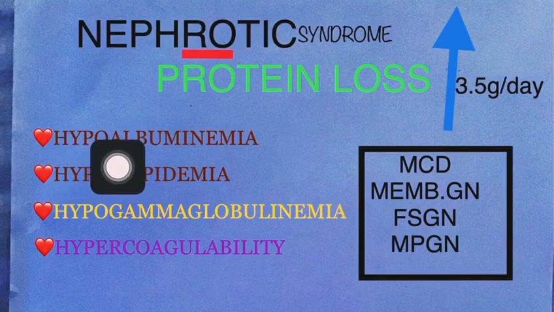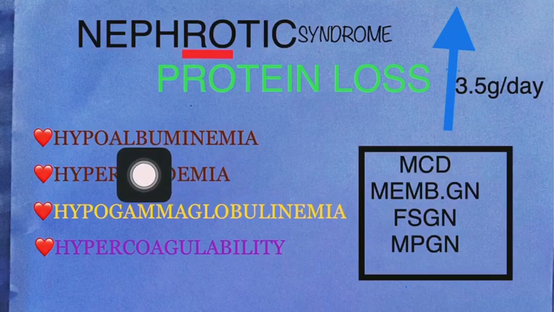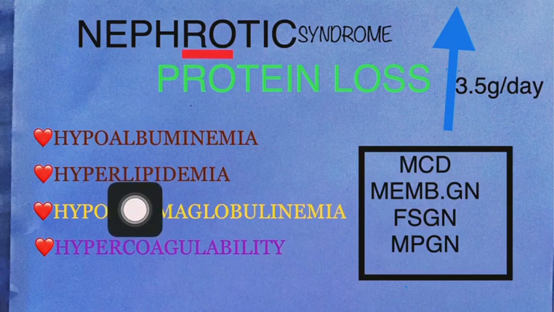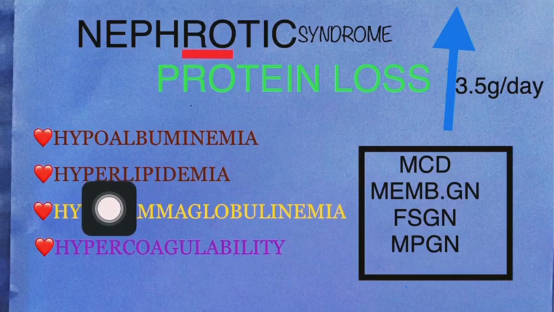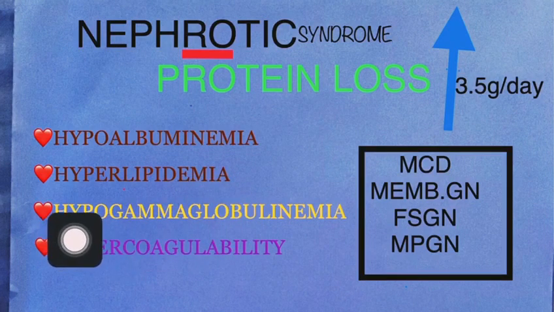Let's look at some features of this syndrome. There will be hypoalbuminemia, because you are going to lose your albumin through your urine. That's why there will be less albumin inside your blood, and due to less albumin, your oncotic pressure will fall, and your liver wants to maintain it, so the liver will produce more lipids, so there will be hyperlipidemia, right?